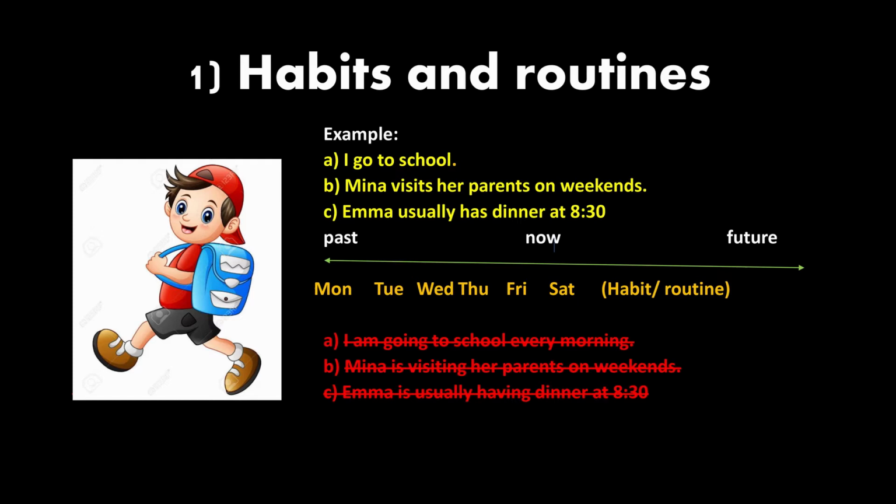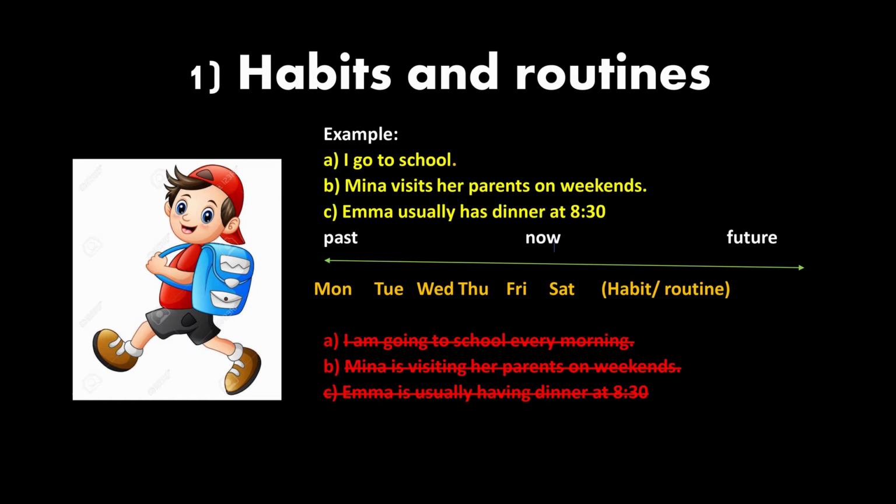Now you see a timeline on the screen. Let's say this side is the past, over on that side is the future, and in the middle is right now. So you know that I go to school on Monday, Tuesday, Wednesday, Thursday, Friday and Saturday. So you can see that it repeats. So this is a habit. And this sentence shows us the first use of the present simple tense, that is to talk about habits and routines, things that we do regularly or repeatedly. Now it would be wrong to say I am going to school, because this is a habit, and for habits you must use the present simple tense.